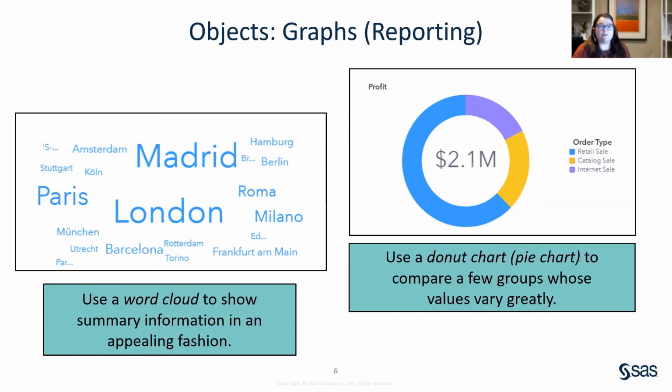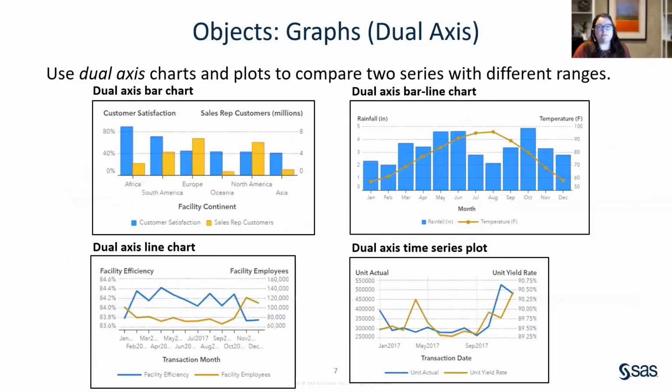The same is true for the word cloud. When I look at that and see Madrid and London, I know Madrid is a little bit larger, but if I'm quickly glancing at this, maybe not. So you want to make sure that the objects that you select tell the story. One of my favorite objects are our dual axes. This is great when you have measures that just don't play well with one y-axis.